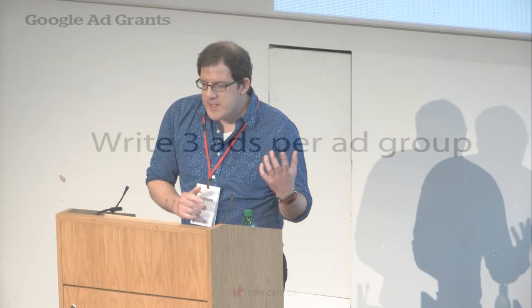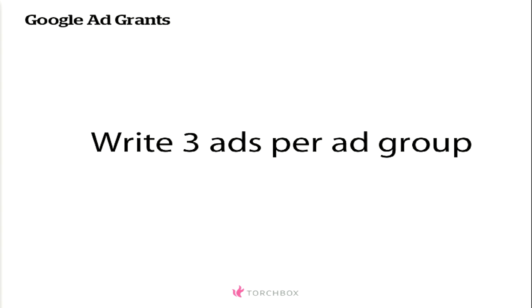I mentioned this earlier, writing 3 ads per ad group. I watched a Google presentation on optimization a couple of weeks ago, specifically for Google Ad Grants, and they had a statistic backing up this theory of writing 3 ads per ad group. It does actually improve your click-through rate because there's always going to be a better version of your ad that you could write. So if you're writing more versions of it, you're more likely to get close to that perfect ad.